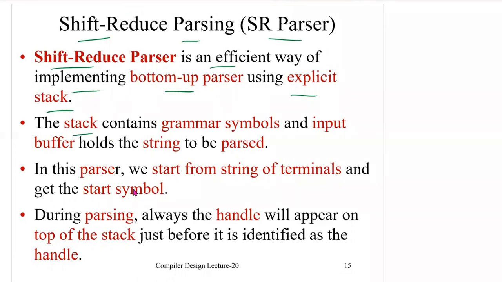So now the stack contains grammar symbols, and the input buffer holds the string to be parsed. In this parser, we start from the terminals. The concept of bottom-up parsing is the same in all cases: we work up to get the starting symbol, that is the root. During parsing, the handle will always appear on top of the stack just before it is identified as the handle.